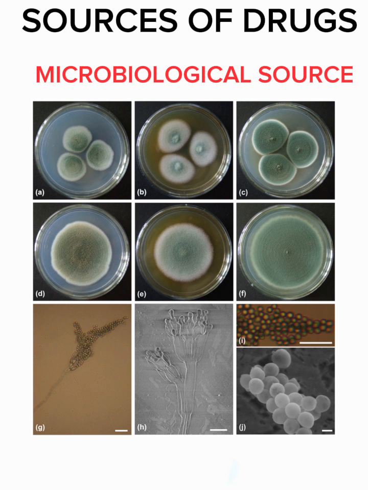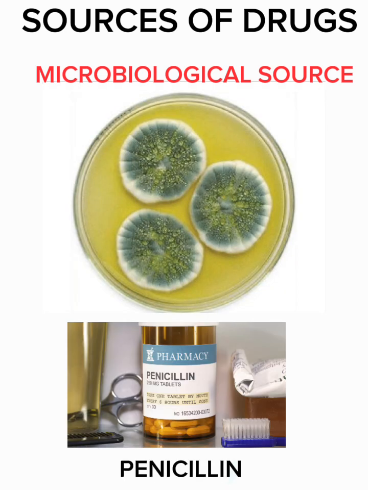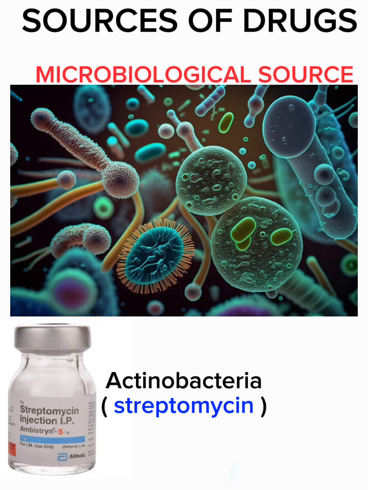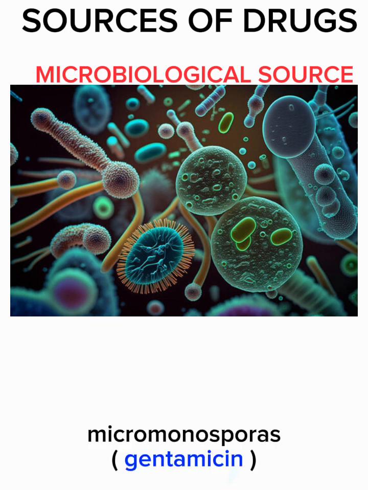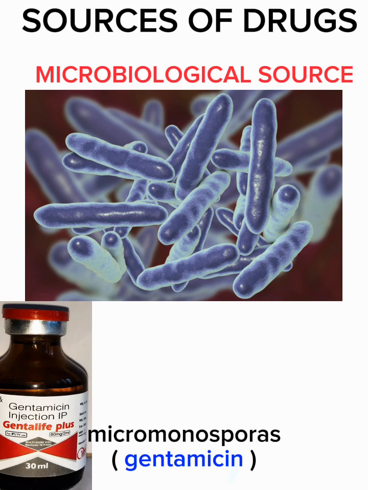And then we have the microbiological source. So under the microbiological source, it's showing how organisms can be a source of drugs. The classic example is the Penicillium notatum. This was a mold that was seen by Alexander Fleming to produce the first antibacterial drug, which was penicillin, right? So from the Penicillium notatum, we can get penicillin. And then another thing you need to know, actinobacteria can produce an antibacterial drug called streptomycin. And then from Micromonospora, we can produce an antibacterial drug called gentamicin, right?